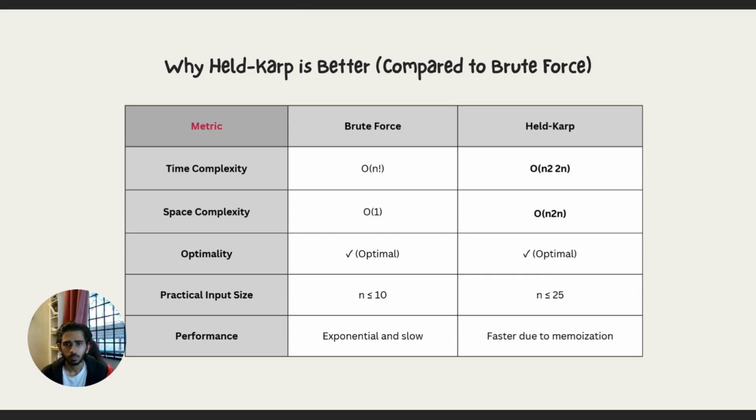As you can see, Held-Karp is better than brute force, and why is that? Because the time complexity is better, as is the space complexity, and when the input size is higher, it's better than brute force. It's also faster due to memoization, compared to brute force, which is slow because it's exponential.